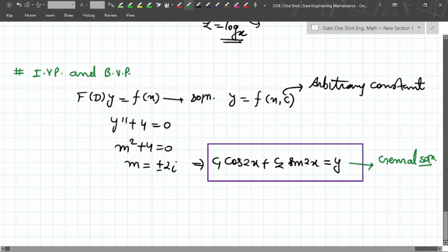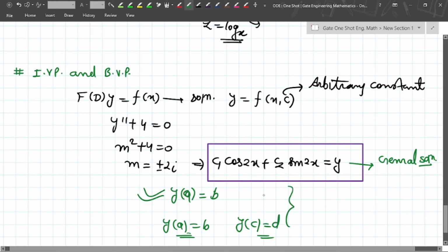It is called the initial value problem if the conditions are defined at one point, such as y of a equal to b. If the conditions are at two points, y of a equal to b and y of c equal to d, it is called the boundary value problem. Using these, we can find the solution. So this is all about the differential equation.